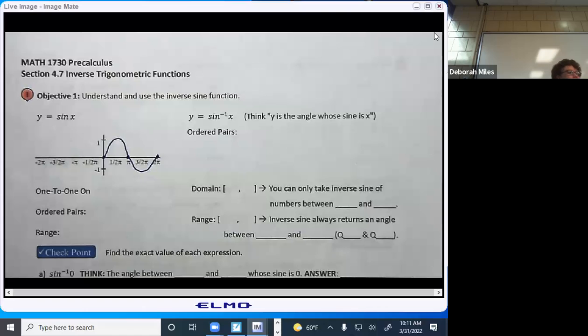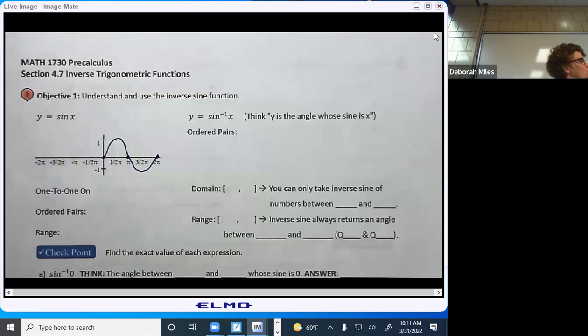If you put a horizontal line anywhere on the graph and it touches the graph in more than one place, that's not a 1-to-1 function. And if it's not a 1-to-1 function, it doesn't have an inverse. Now, if we graph sine all the way from negative infinity to infinity, is it going to be 1-to-1?